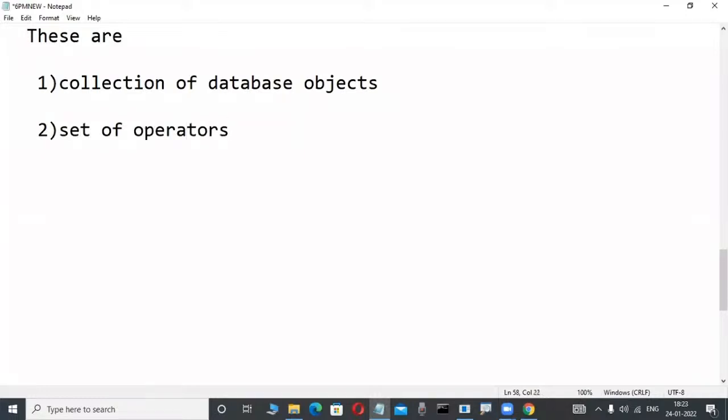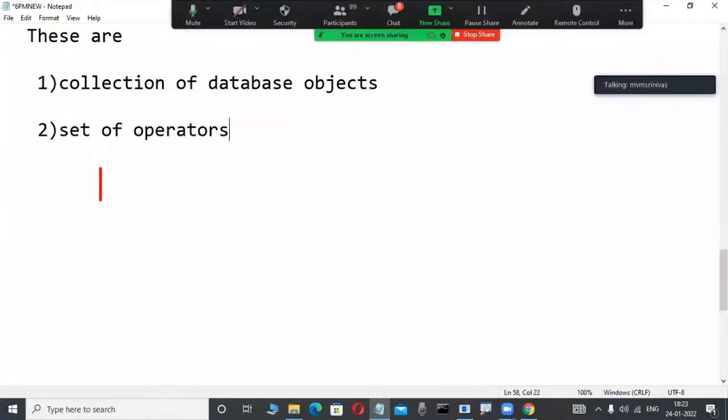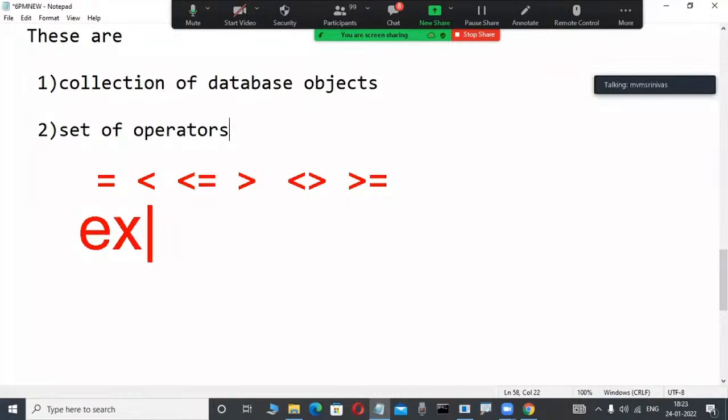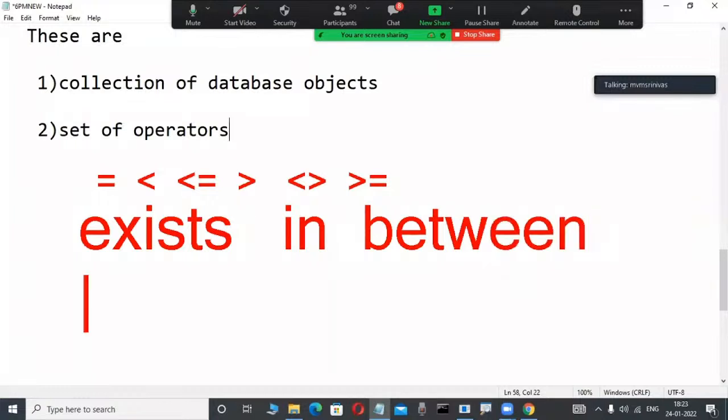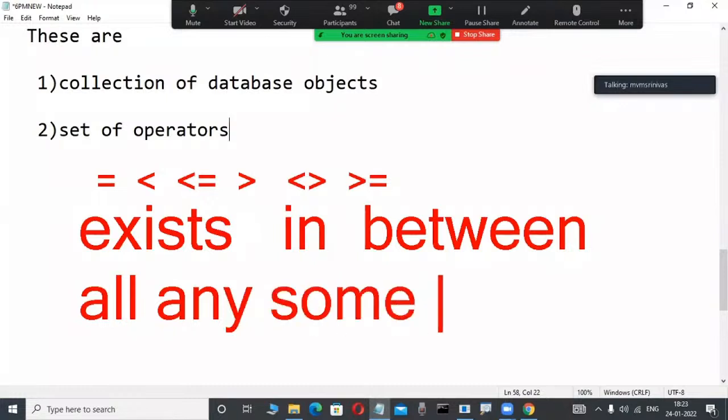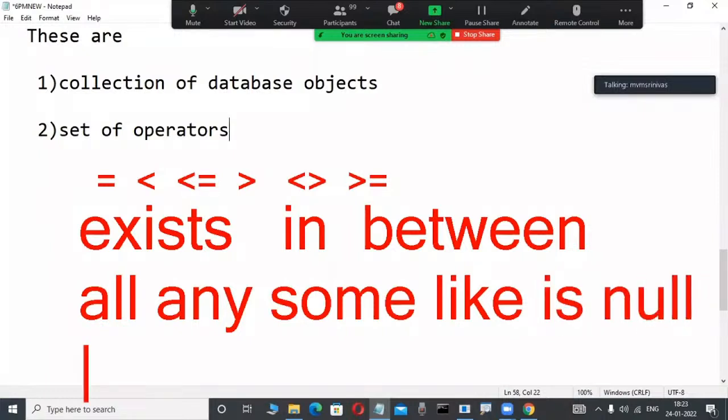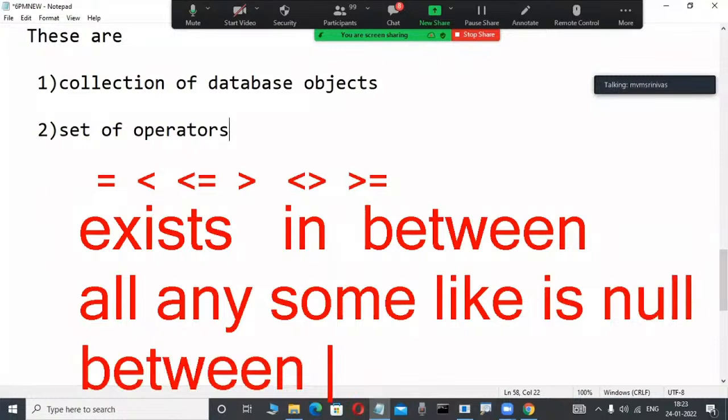Operators: I am also thinking of what we have in C language and Java, such as equal to, less than or equal to, greater than or equal to, not equal to. We are thinking not only of these operators, but also a set of different operators in every relational data model. Suppose EXISTS is an operator, IN is an operator, BETWEEN is an operator. Many operators are there: ALL, ANY, SUM, LIKE, IS NULL. These are special operators.